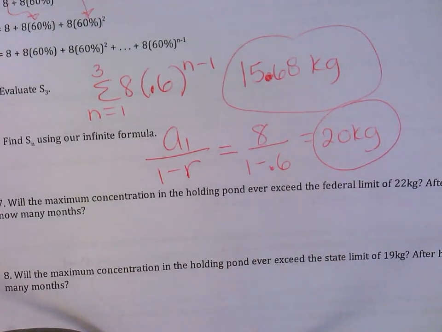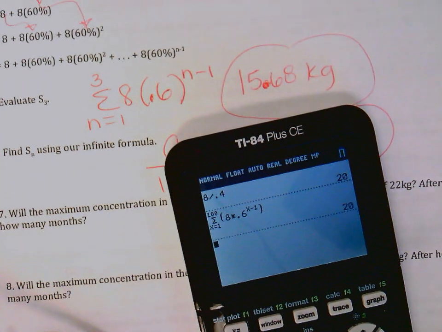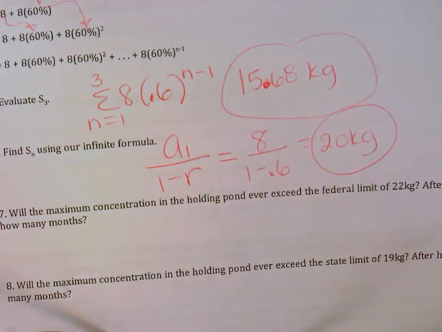And I can kind of prove this to you: if I take my summation and make it go like 1,000 months, well, maybe I'll do 100. 1,000 might take a really long time. Oh, it actually already converged to 20. So it's maxing out at 20 kilograms.